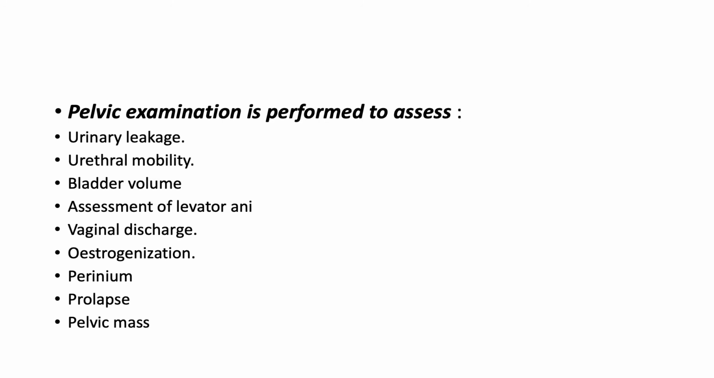We look for vaginal discharge, which can cause infection and aggravate the problem, estrogen deficiency like in the menopausal woman, any defect in the perineum, like after deliveries, prolapse, and a pelvic mass, which can also affect continence.